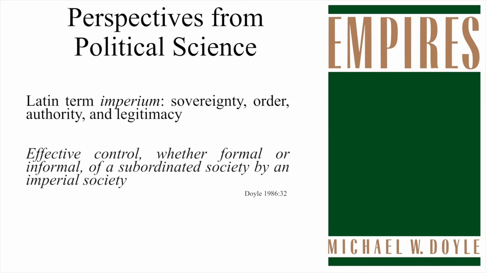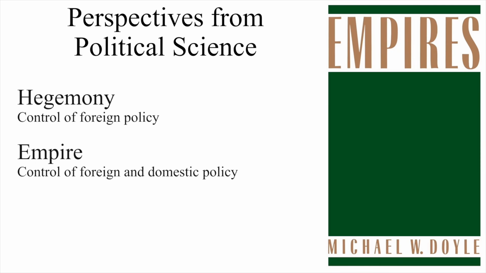It's history and political science. But Doyle basically defines imperialism as one polity, one state, violating the sovereignty of a peer, where one state becomes subordinate to another. And Doyle makes a really important distinction between hegemony, and this is based directly off the works of Thucydides millennia prior.